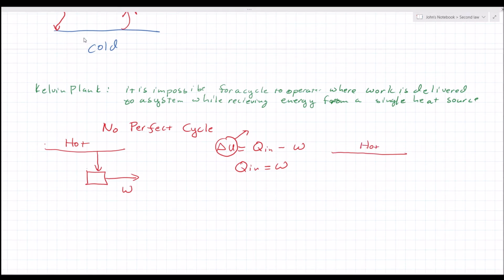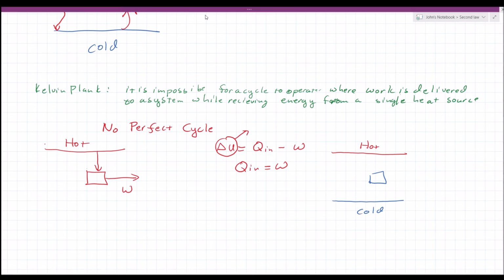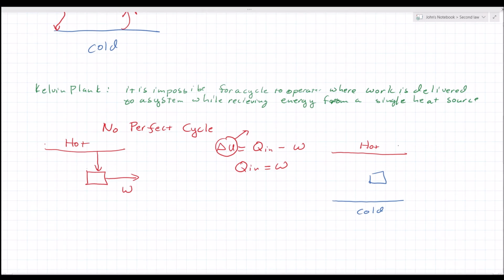I have my cold body here, and I have some system that was doing work. I can have it where heat flows from my hot body to my cold body, and during that flow, I can get work out. That is the basis for all cycles.